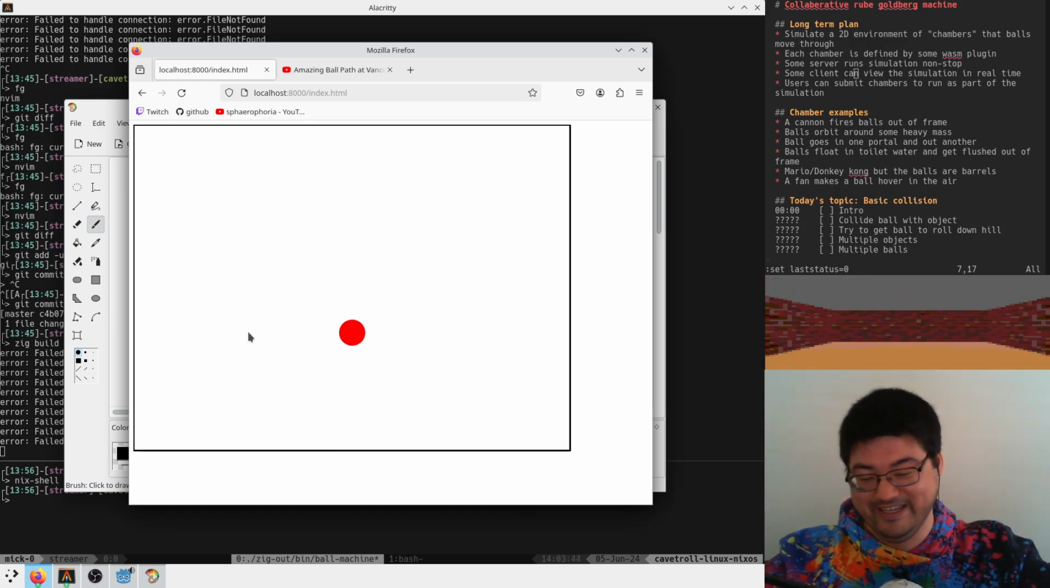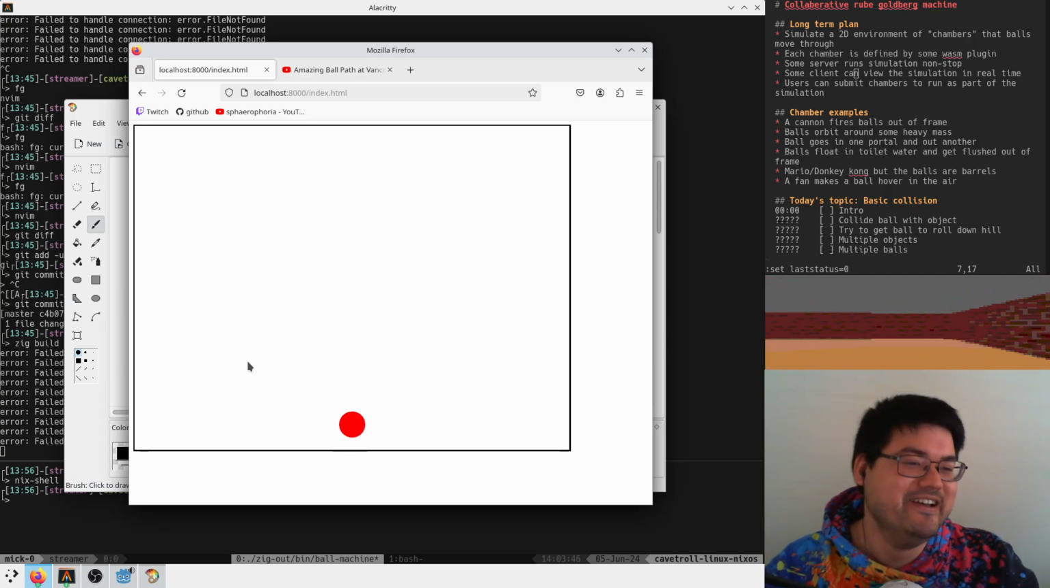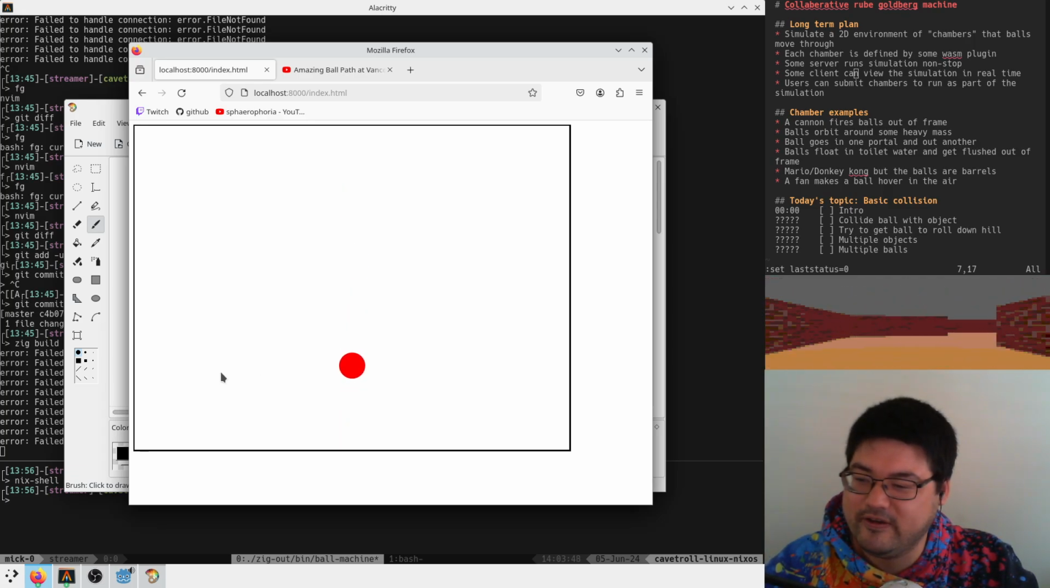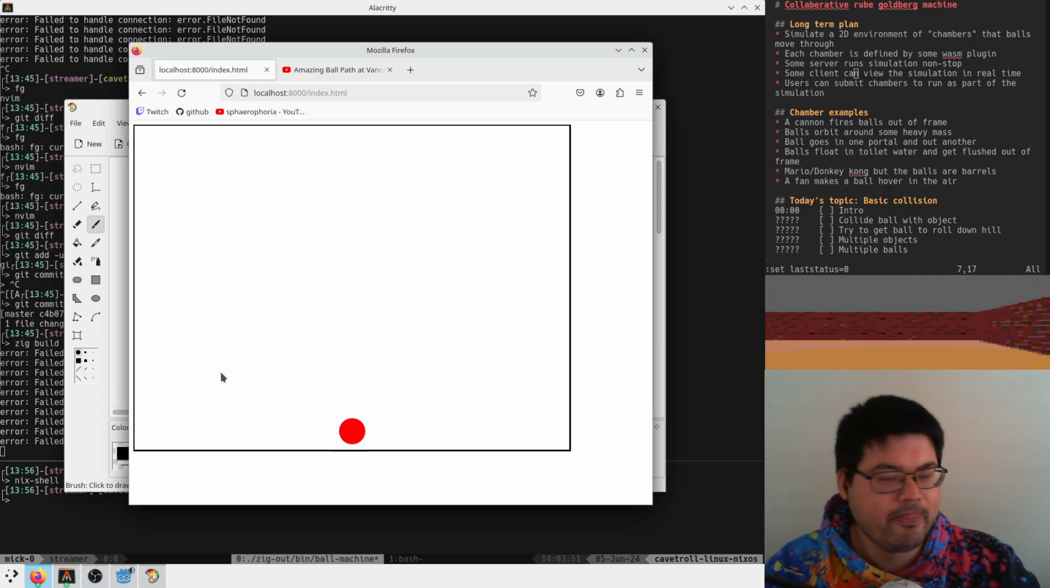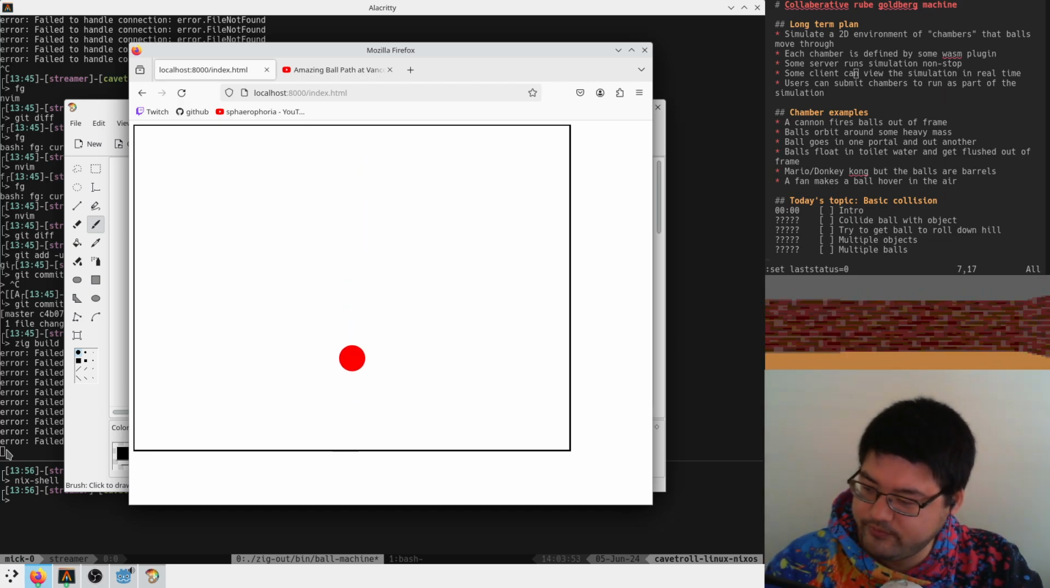Then maybe we can try to have more than one object. That would be crazy. Multiple objects? Wild. And then once we have that, maybe we can try to throw in multiple balls and stuff. Yeah, so I think that's the plan.